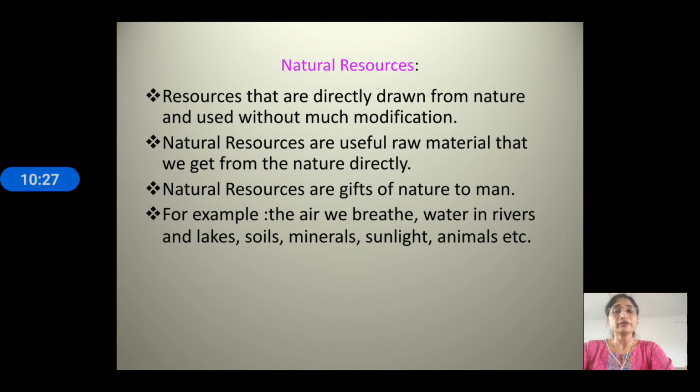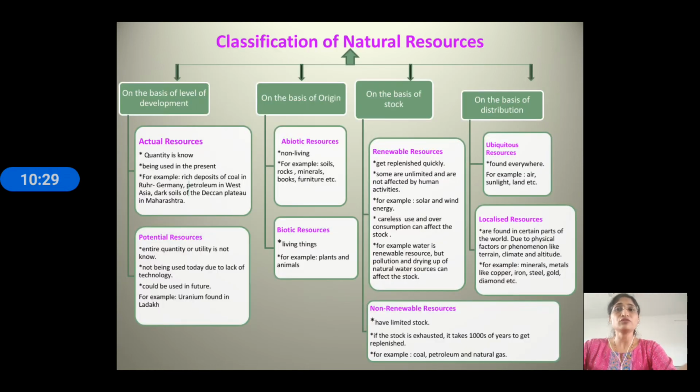Now, let's see the classification of natural resources. Natural resources are classified into four: on the basis of level of development, on the basis of origin, on the basis of stock, on the basis of distribution. First, let's see actual resources. That is on the basis of level of development, which is classified into two: actual resources and potential resources.